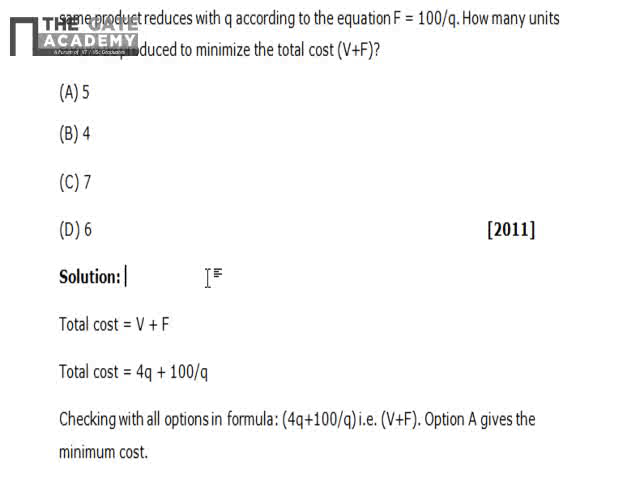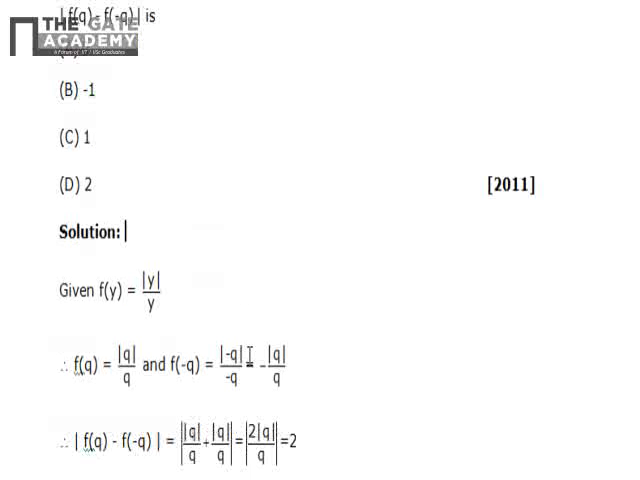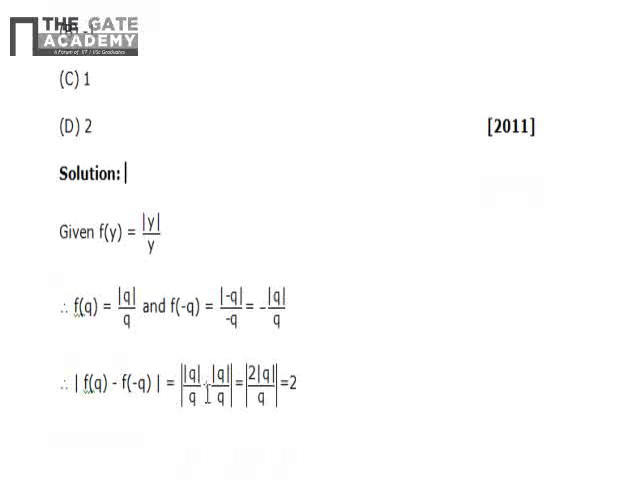Okay. Now the next question came in 2011. Given that f of y is equal to mod of y upon y and q is a non-zero real number, the value of f of q minus f of minus q is. So we'll solve this. f of q is equal to mod q upon q and f of minus q is equal to mod of minus q upon minus q. Mod of minus q will become mod of q only. So if we combine, we'll get the answer as 2, hence the option D.